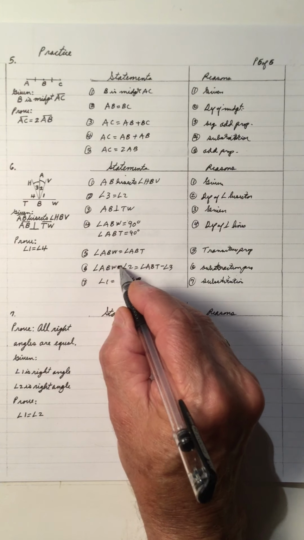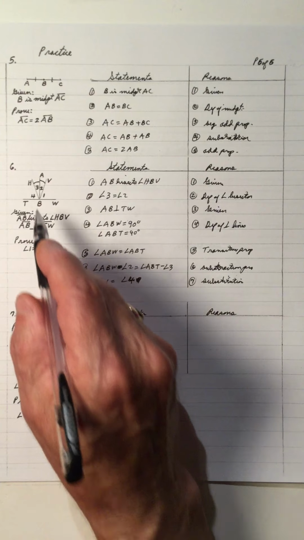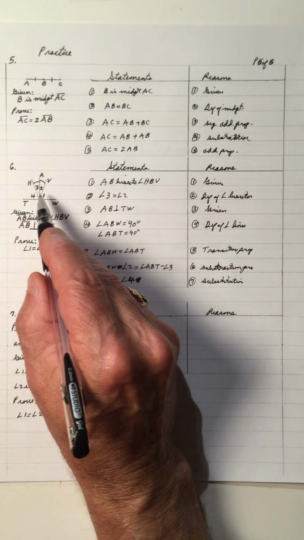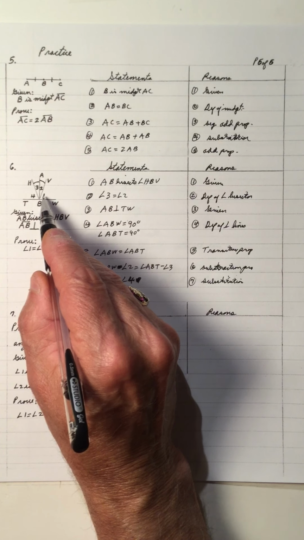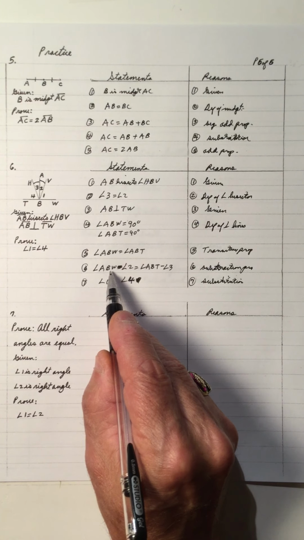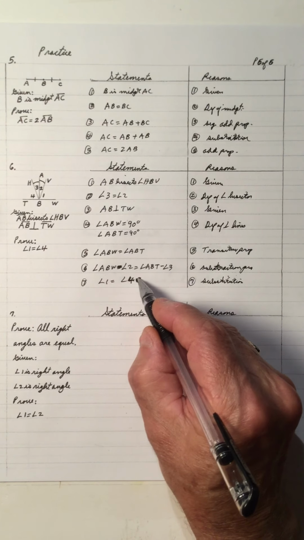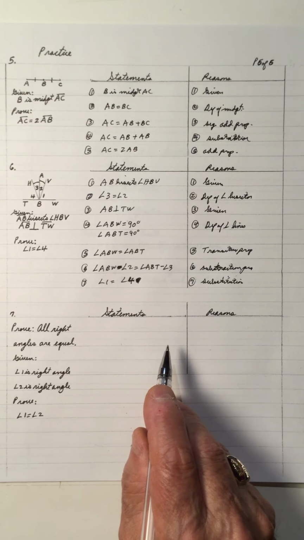And again, I did it without saying that ABW is 2 plus 1, and ABT is 3 plus 4. I just said that ABW minus 2 is angle 1 by substitution. Okay.